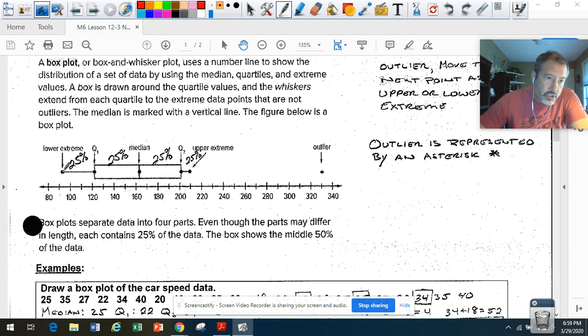So basically what we're saying is from the lower extreme to Q1, there's 25% of the data there. From Q1 to the median, there's 25% there. From the median to Q3, 25%. And from Q3 to the upper extreme, it makes up 25%. We also know that the box here in the middle, 25 plus 25 is 50%. That makes up 50% of our data here. So let's try an example here.